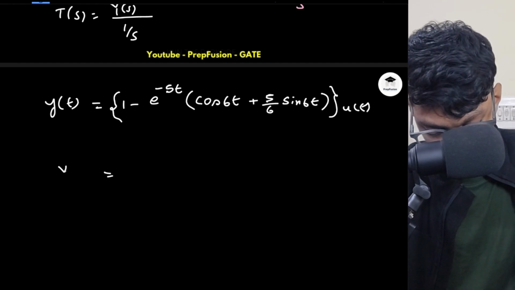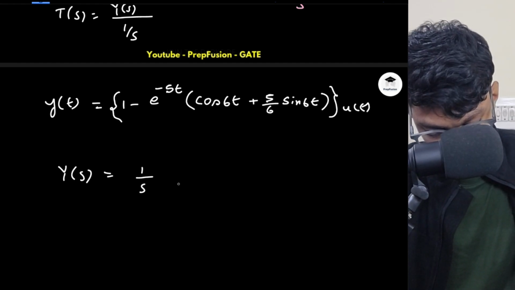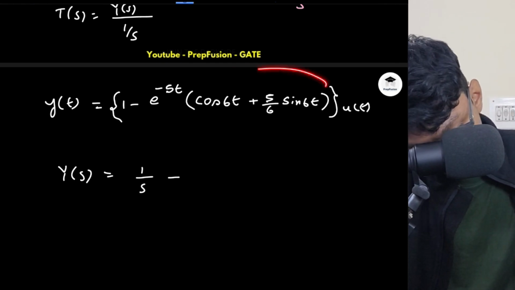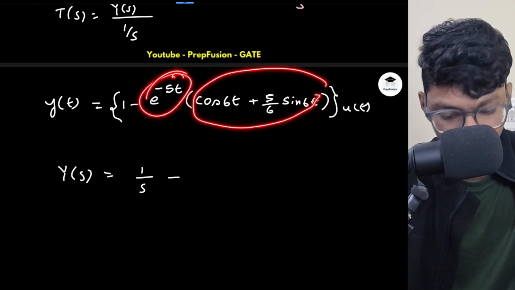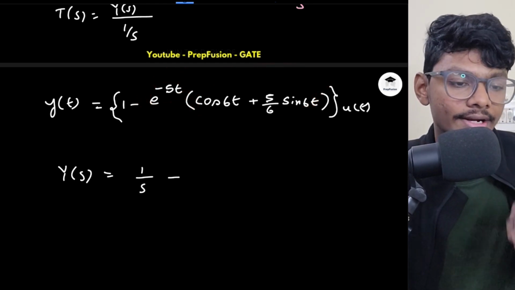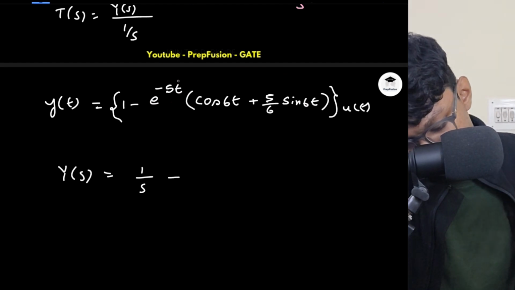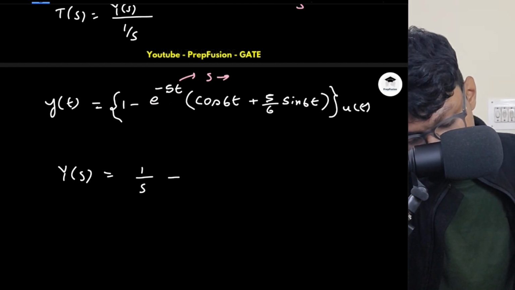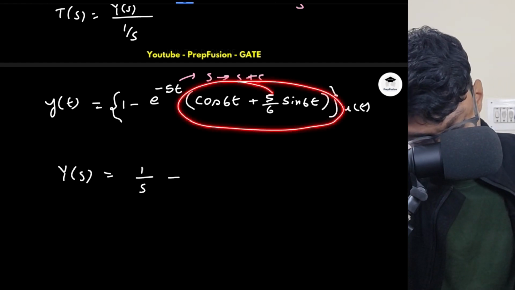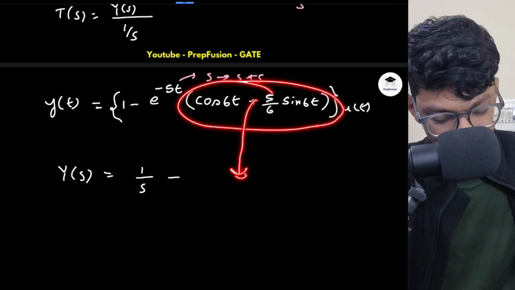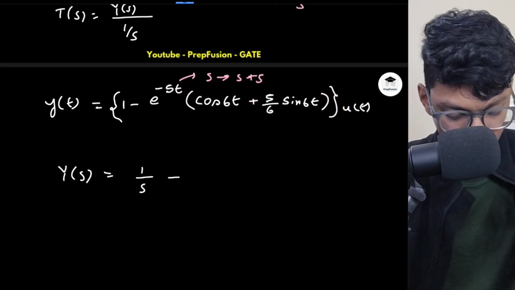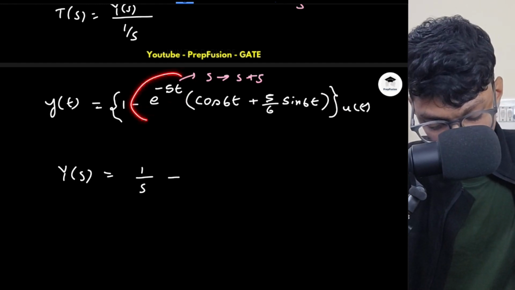So if I take the Laplace transform of this, it will be 1 by s minus the Laplace transform of this multiplied by the exponential. What will the exponential do? It will just change the s to s plus 5. Whatever Laplace transform I get, the s will be changed to s plus 5. That is the only thing the exponential will do.